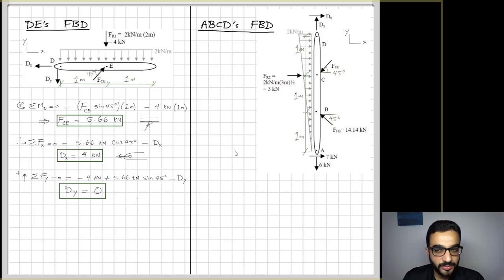Once you get that, double check: does it make sense? So in this case, it is correct. There is actually no vertical equilibrium here, sum of forces in Y. It's all carried out by FCE, the vertical component of FCE. No, Dy is not needed.